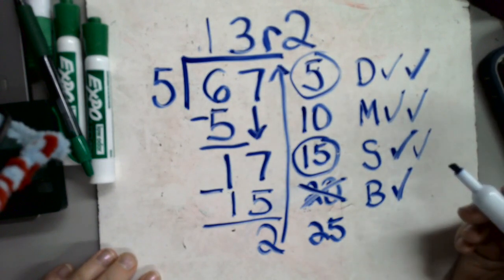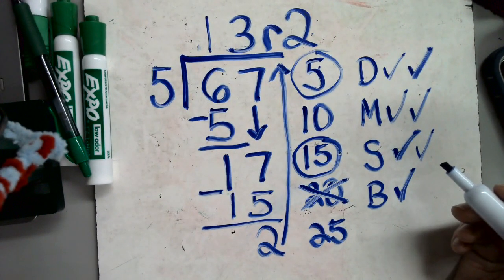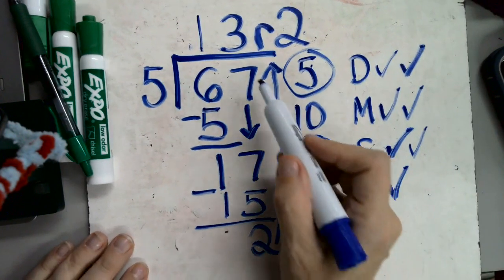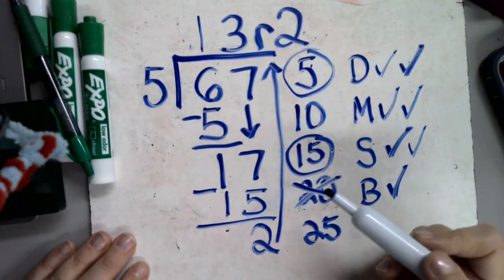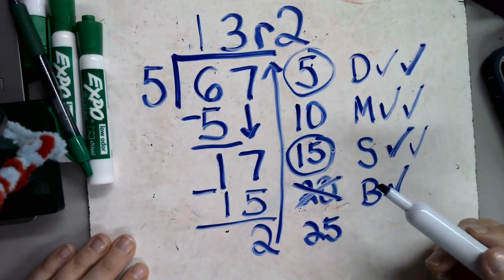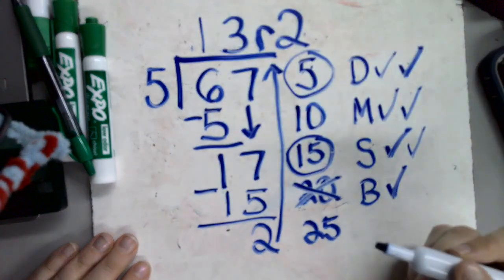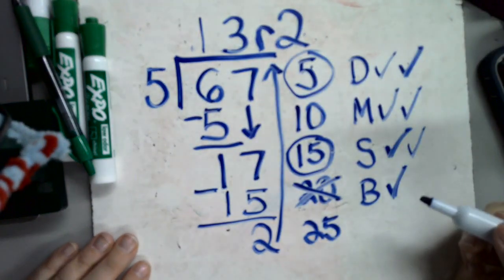Now, we've been talking about this in class. Sometimes you have to imagine what a word problem would be like with this. So let's say there were 67 pieces of candy and 5 kids wanted to divide them evenly. Each kid would get 13 pieces with 2 left over for mom or dad.